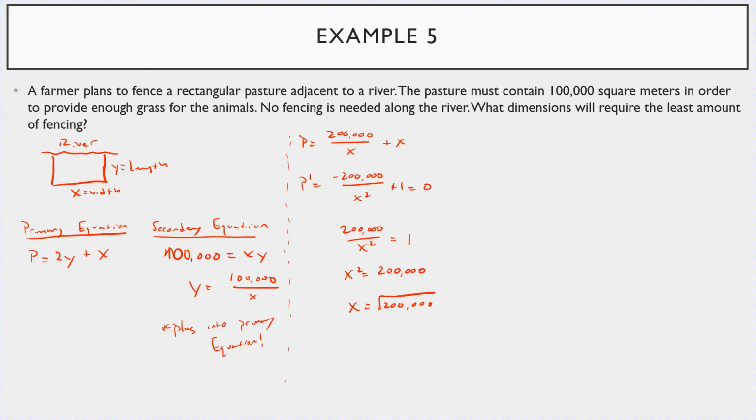So then look, again here, right? Look at the second derivative. If you take the second derivative of this, you end up just getting 400,000 over x cubed, which is greater than 0 when you plug in the square root of 200,000, obviously. So what that means is you have a min, right? So we have used the least amount of fencing to meet this area restriction.